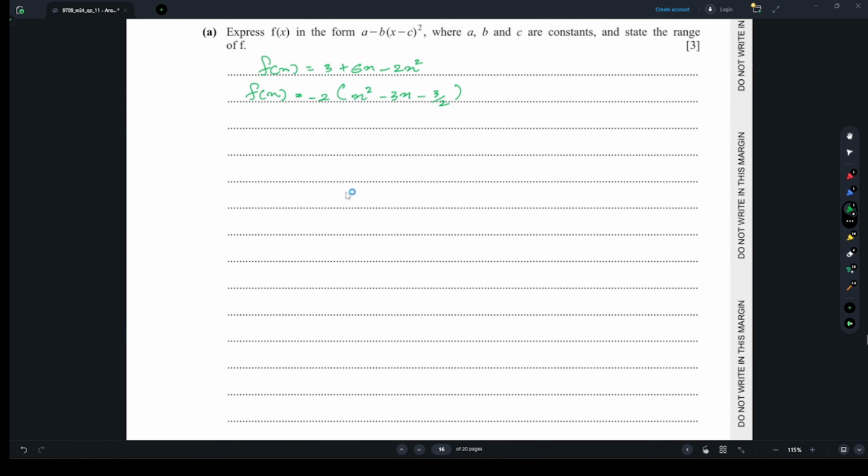Now you can apply the completing square method. So minus 2 here, x minus half the value of the coefficient of x. So it's 3, so (3 over 2) squared, and we have here 3 over 2 minus, you have to take the square of this, minus (3 over 2) squared. Okay, so when you simplify this, it's minus 2, and here we have (x minus 3 over 2) squared, and here we have minus 15 over 4.